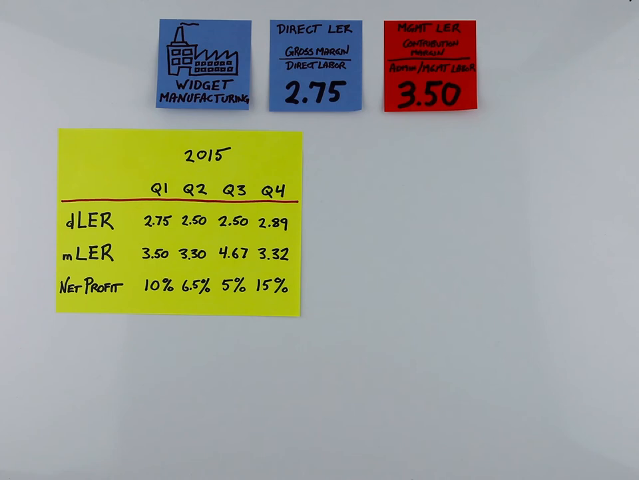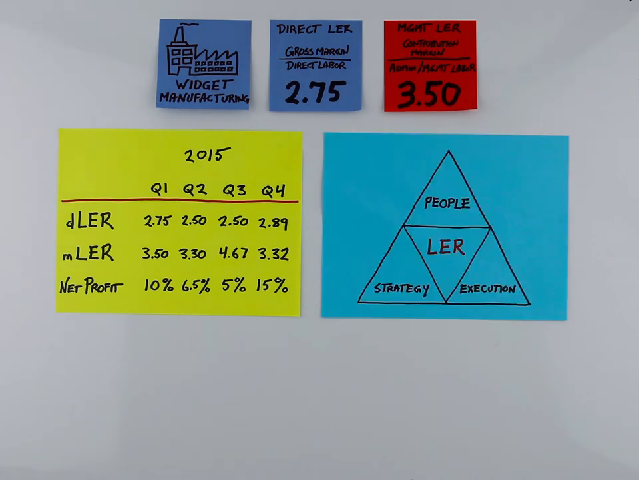Same thing with management. You can start seeing trends. Do we have too much overhead labor, or do we not have enough? Once we have this information, we're going to use the LER triangle as our filter to decide what to do about it. So for example, we have a 2.75 direct LER today. What happens if that number goes down dramatically? What caused it? Well, there could be a number of contributing factors.